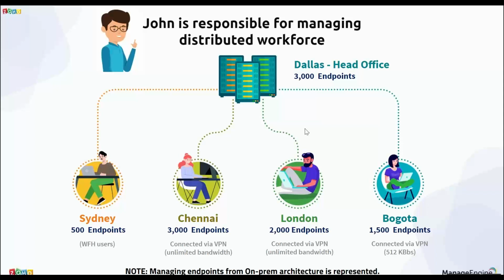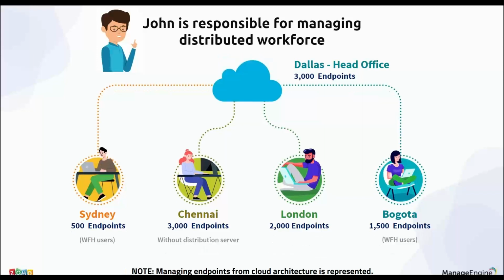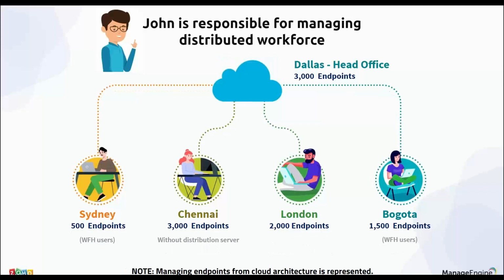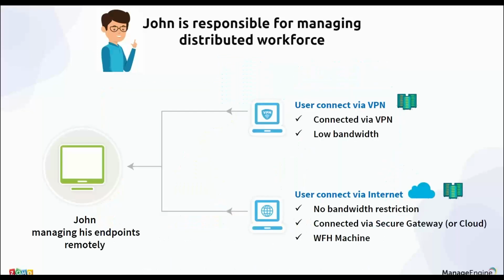This is a traditional example. We have John here, responsible for managing a distributed workforce. He's managing around 10,000 endpoints distributed across different areas with different bandwidth. This is the traditional way of how we handled it in the on-prem architecture of Desktop Central. Now, this is possible with the cloud architecture of Desktop Central as well. We have come up with a SaaS-based solution where you'll be able to perform all those management tasks even in the cloud version of it.